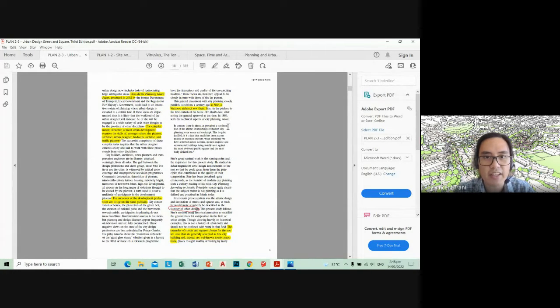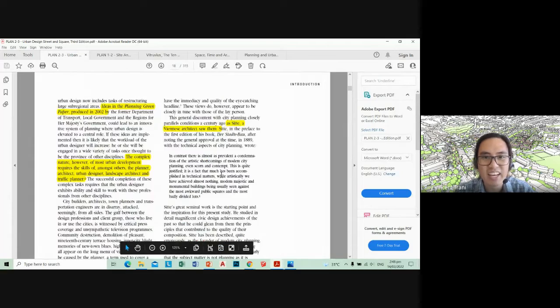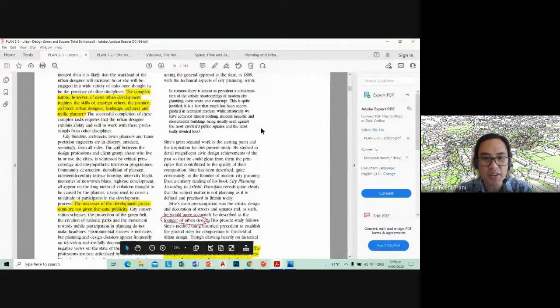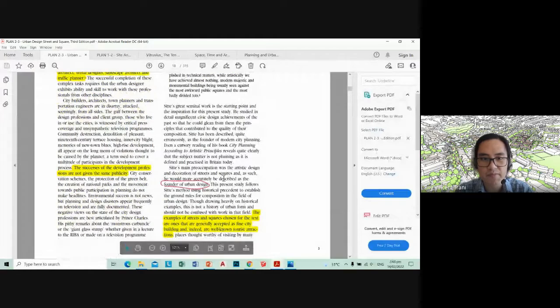Crap, I need to find it again. But anyway, it's somewhere here. Here we go. Page 3.